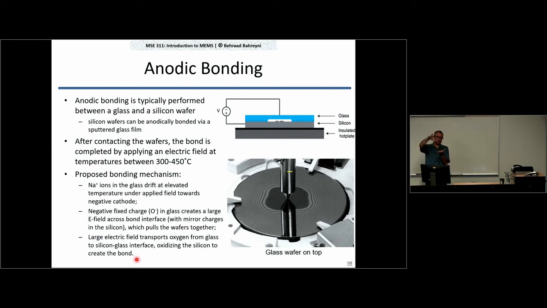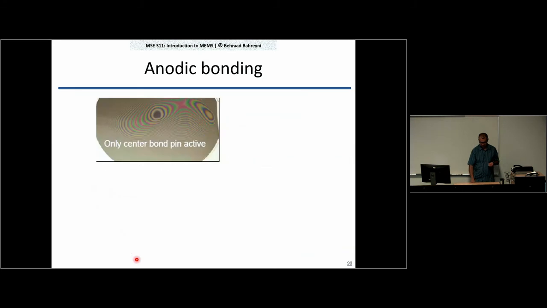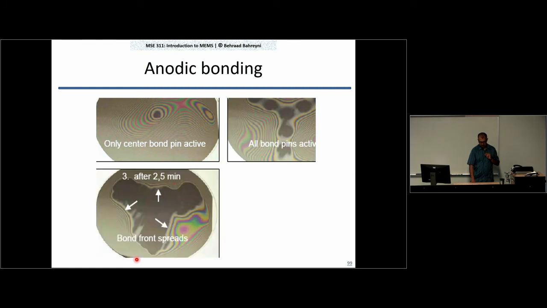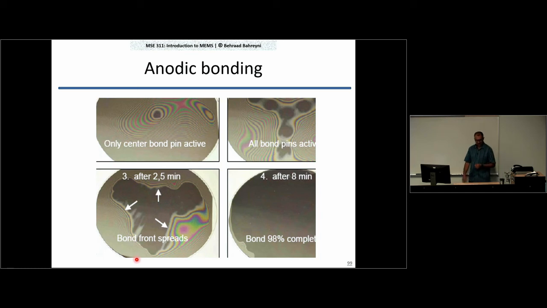So it's an amazing scene when you see it in practice, that you touch the location, and as soon as you apply the voltage, usually the temperature is already high. You see the bond forming and then spreading across the wafer. So here is an example that you started the bonding in the middle of the wafer, and then very soon, because of the electrode arrangement, it looks like this. And in 8 minutes, basically the two wafers are bonded to each other.